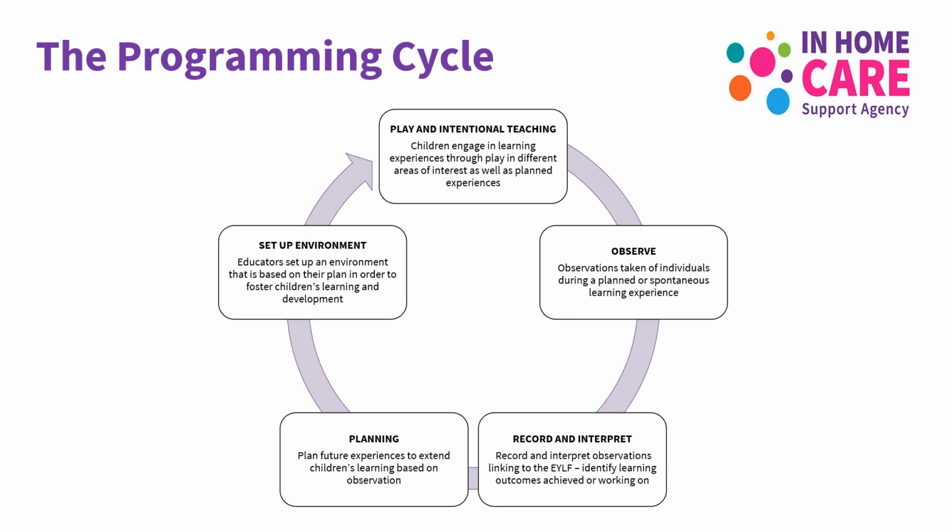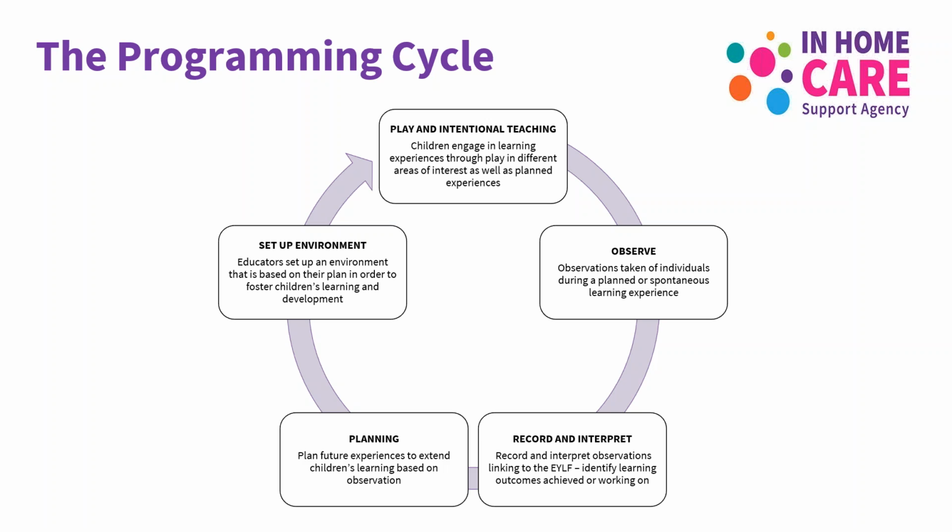Let's start at play and intentional teaching. So we know that children engage in learning experiences through play in different areas of interest as well as planned experiences. These planned experiences are part of our intentional teaching. From this, we then observe children. Observations are taken of individuals during a planned or spontaneous learning experience, and we can also observe groups. We then record and interpret observations and link them to the EYLF. Identify the learning that's going on and the outcomes achieved or things that children are working towards.